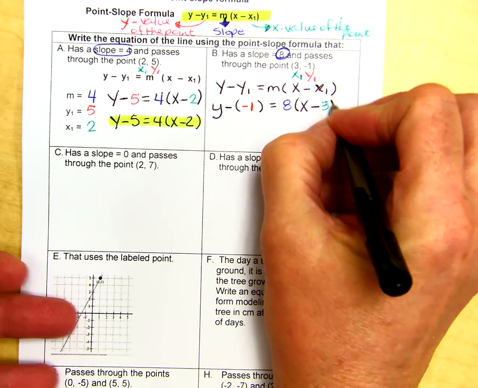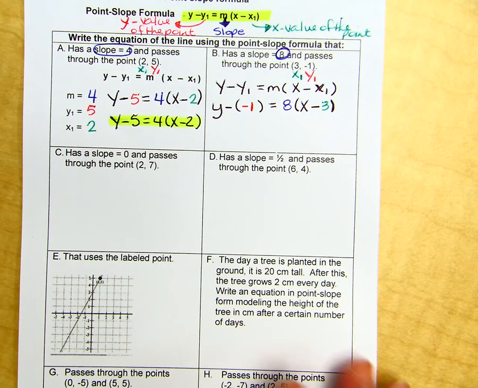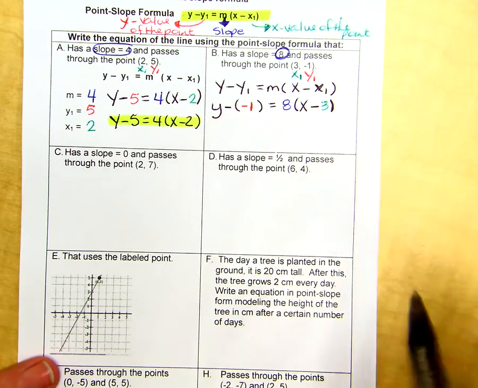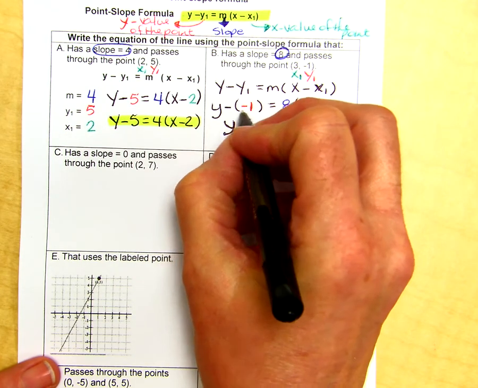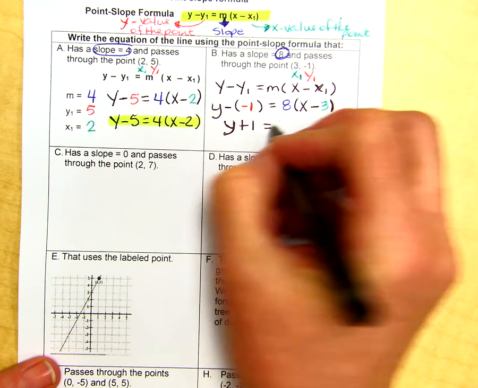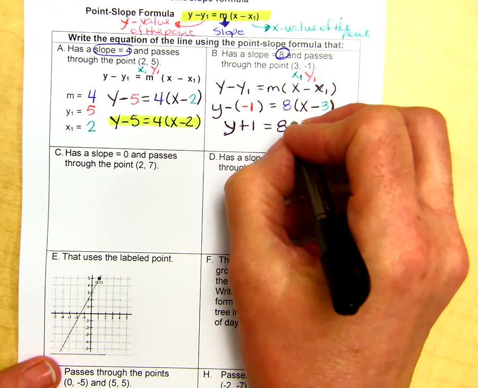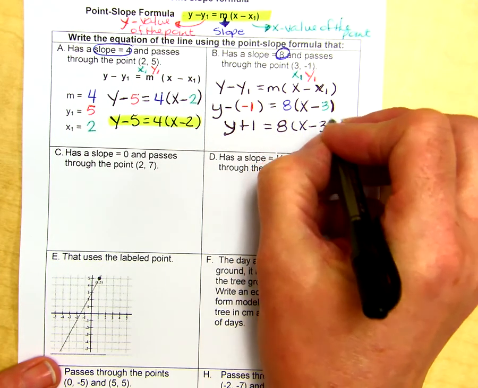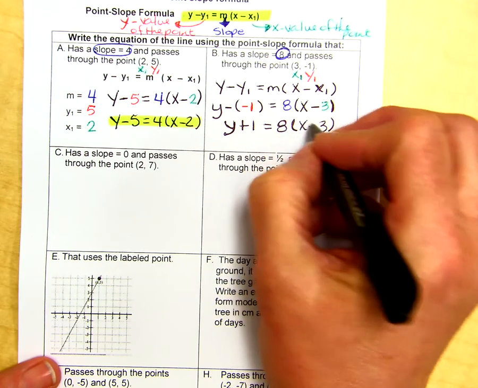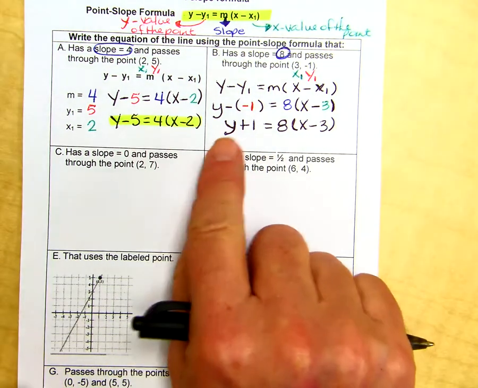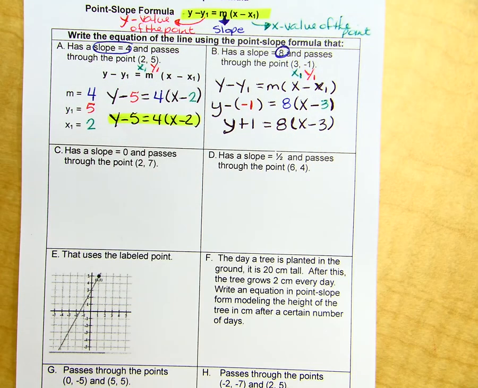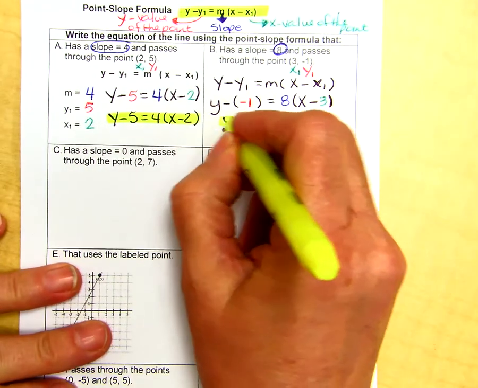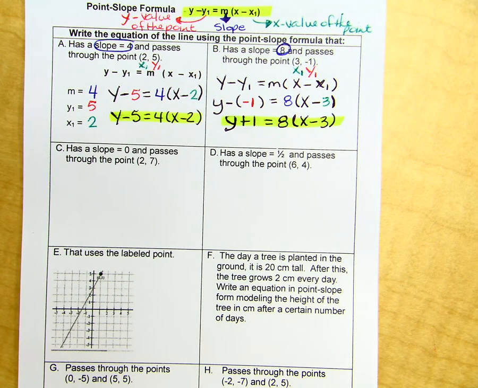So we have completed our substitution process. Now we just need to simplify. Subtracting a negative is the same as adding a positive. So y minus negative 1 becomes y plus 1. And we will leave the slope the way it is and leave the parentheses. We will not simplify the right-hand side. We will leave it in the form y minus y sub 1 equals m times x minus x sub 1. So there's another example of an equation written in point-slope form.